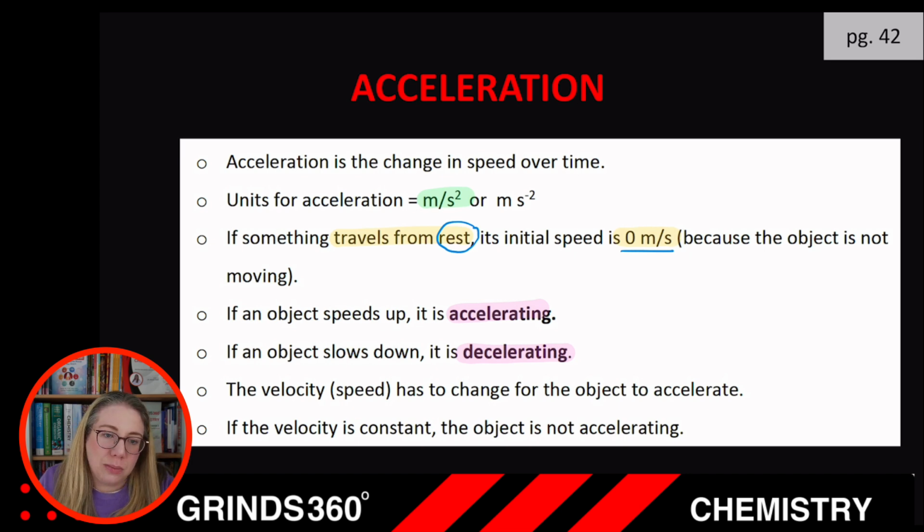You accelerate in between. If the velocity, now this is important, if the velocity is constant, so they're moving with a constant speed in a particular direction, the object is not accelerating. Because if you're moving with the same speed, acceleration looks at the change in speed. If you're moving with the same speed, you're not changing speed. So the acceleration has to be 0.